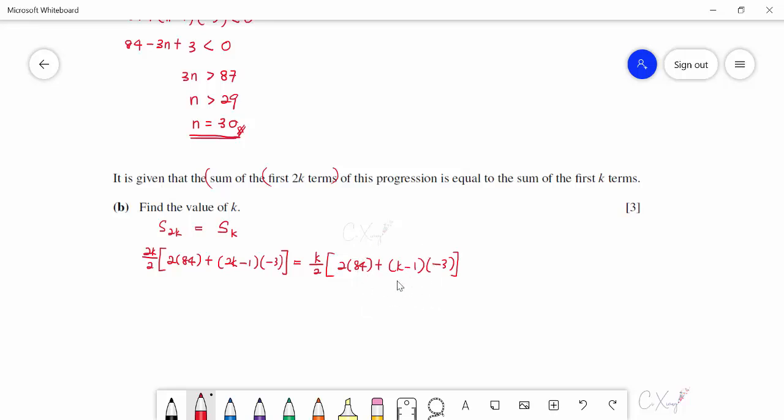Then what you need to do now is simplify everything for both sides. For the left hand side, I will have this. And for the right hand side, I will have 168 minus 3k plus 3. If you continue to expand and simplify everything, you should have 9k equals 171. And from here, lastly, you will get k equals 19. So for this question, the value of k is 19.